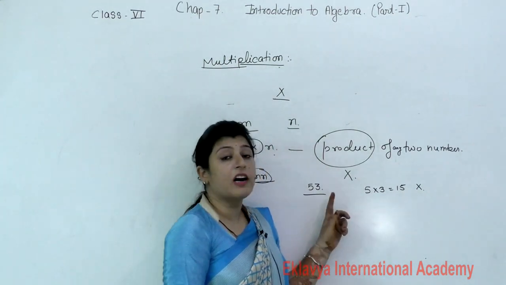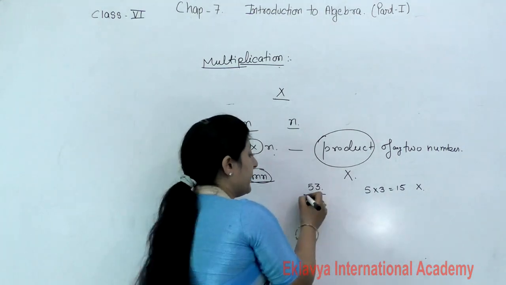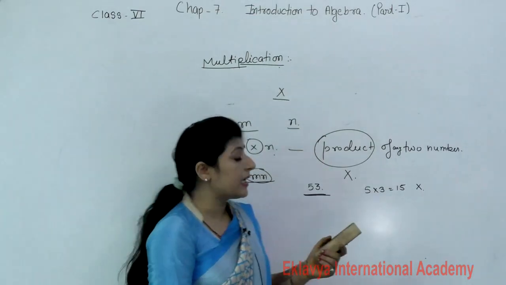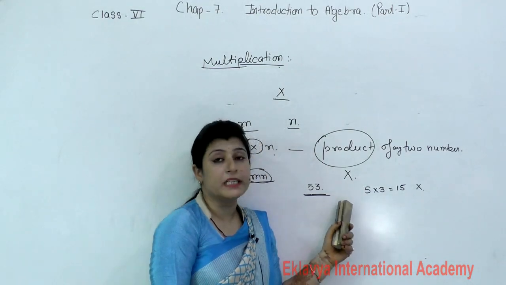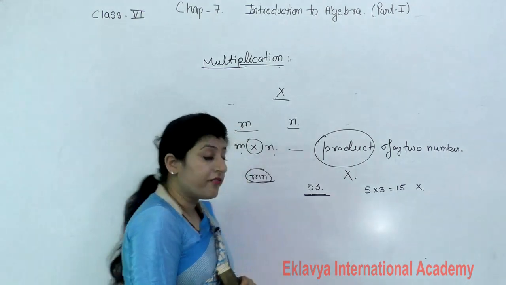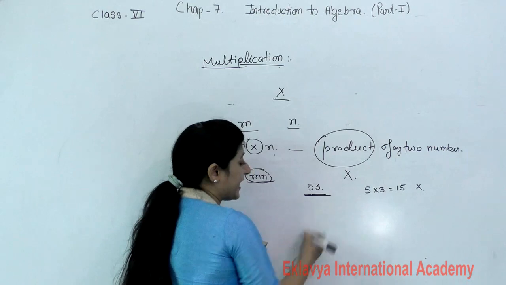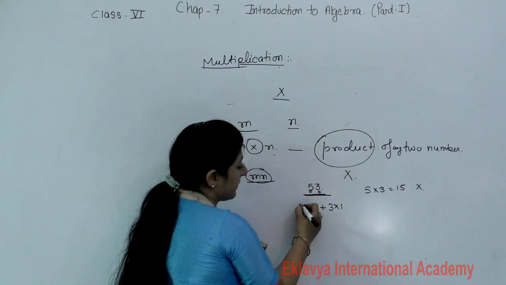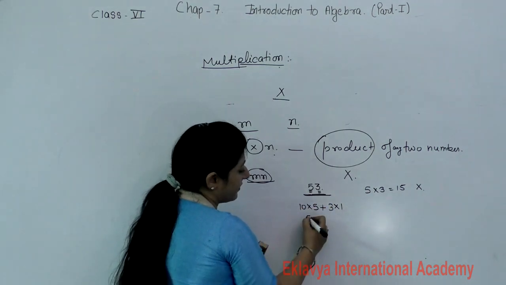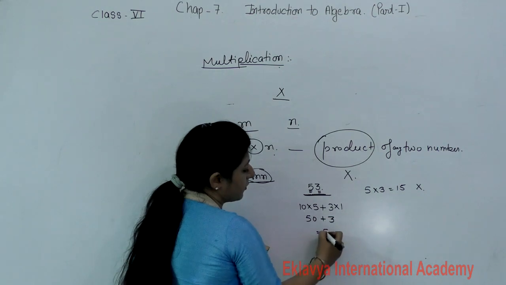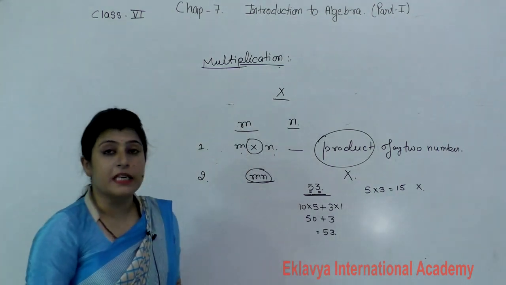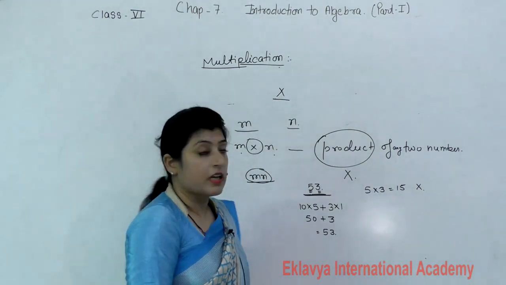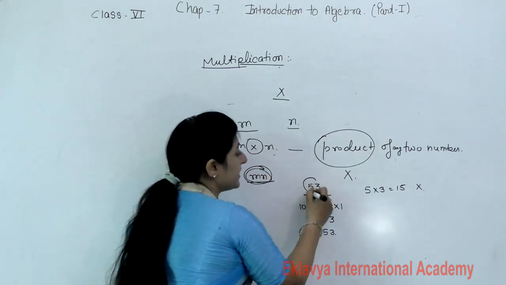But if we know the fixed value, it means it becomes a numerical number. So now this is not a meaning that we have to do the multiplication of these two numbers. What we have to do? We can write down like this. This is a unit place, 3 into 1 plus this is 10th place, 10 into 5. Then it becomes 50 plus 3 is equal to 53. Unit place is multiplied by 1. 10th place is multiplied by 10. So there is a difference between these two things.